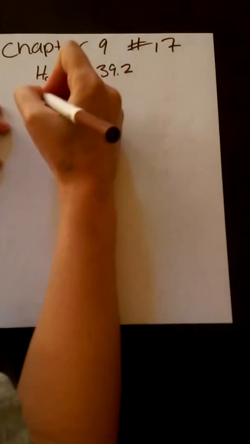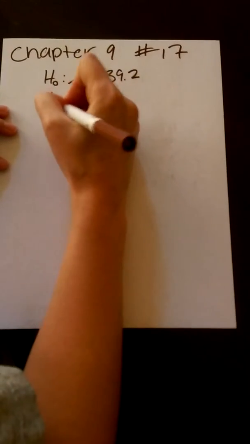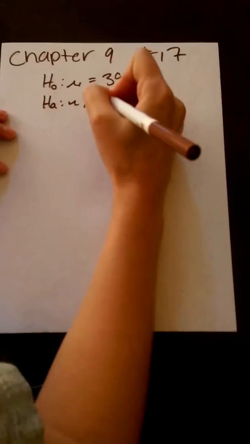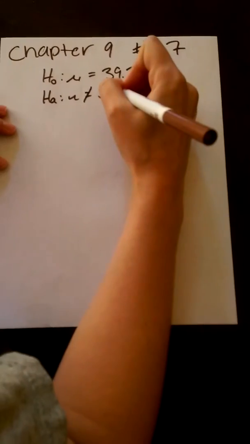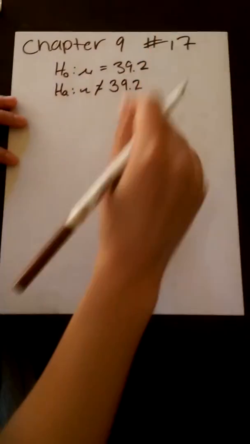So the null is going to be 39.2, because we just want to see if it's anywhere above or below. So the alternative hypothesis would be not equal to 39.2.